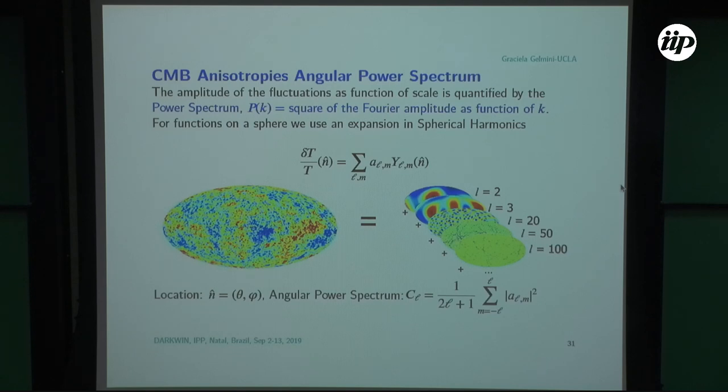k is the wave number. In reality, for functions that are on a sphere, this is the sphere of last scattering I showed you before, we don't use a Fourier expansion. We use an expansion in spherical harmonics. Spherical harmonics have two numbers, L and M. Here you have the expansion in spherical harmonics, then you sum this expansion with different coefficients. The square of these coefficients, for each L, the sum over M of the magnitude squared, is the angular power spectrum as a function of L, which is like the multipole expansion in electromagnetism. You see this expansion in electromagnetism, right? So these are multipole expansions too.